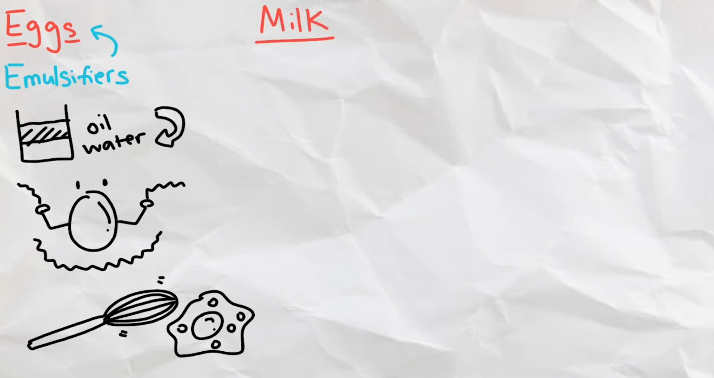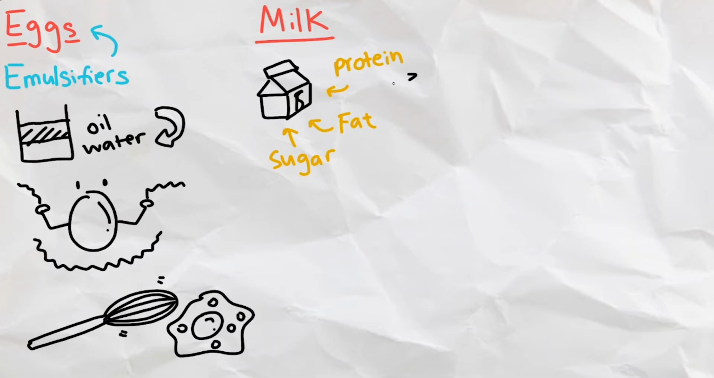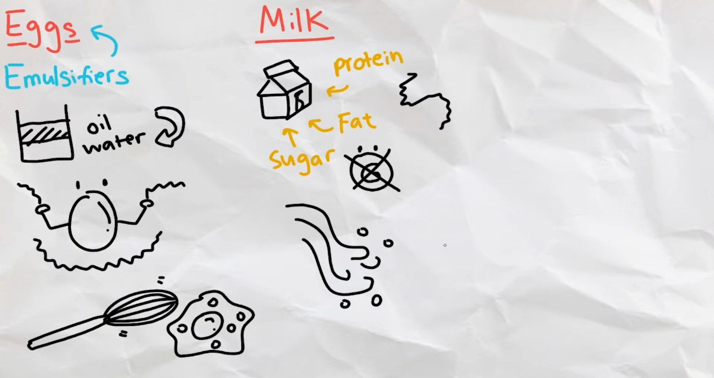Next, we have milk, which contains protein, fat, and sugar. As mentioned before, protein holds things together, while fat and sugar make the product more tender by making sure not too much gluten is activated. The milk does all of those jobs, while also providing the liquid to the batter, activating the gluten.